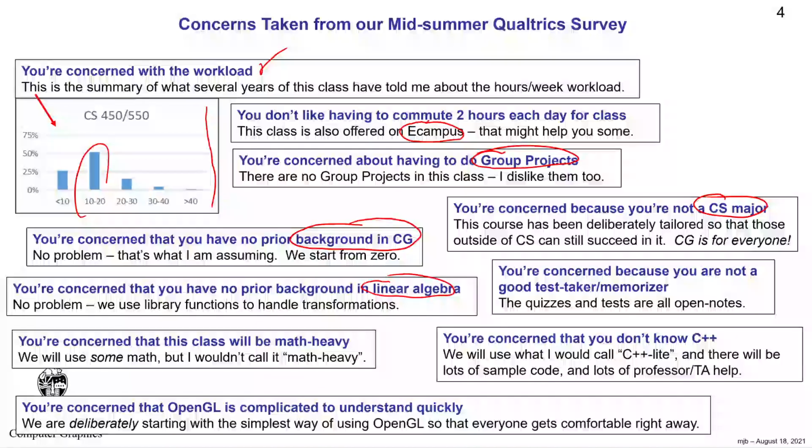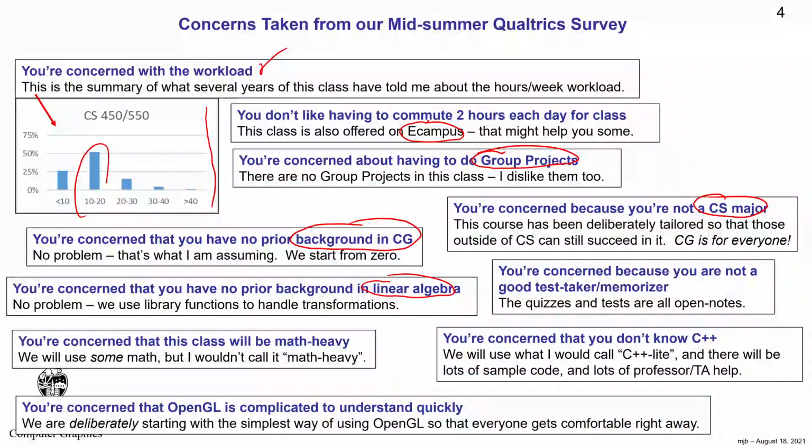All right, no background in linear algebra. There was a time when you really had to know linear algebra to do computer graphics. Well, over time, people have built libraries. And so that's really what we're going to use. Linear algebra is used to handle transformations. Now there's functions. You want to rotate, you call the rotate function. How it does it underneath, it's linear algebra. We don't really care. So no, don't worry about that.